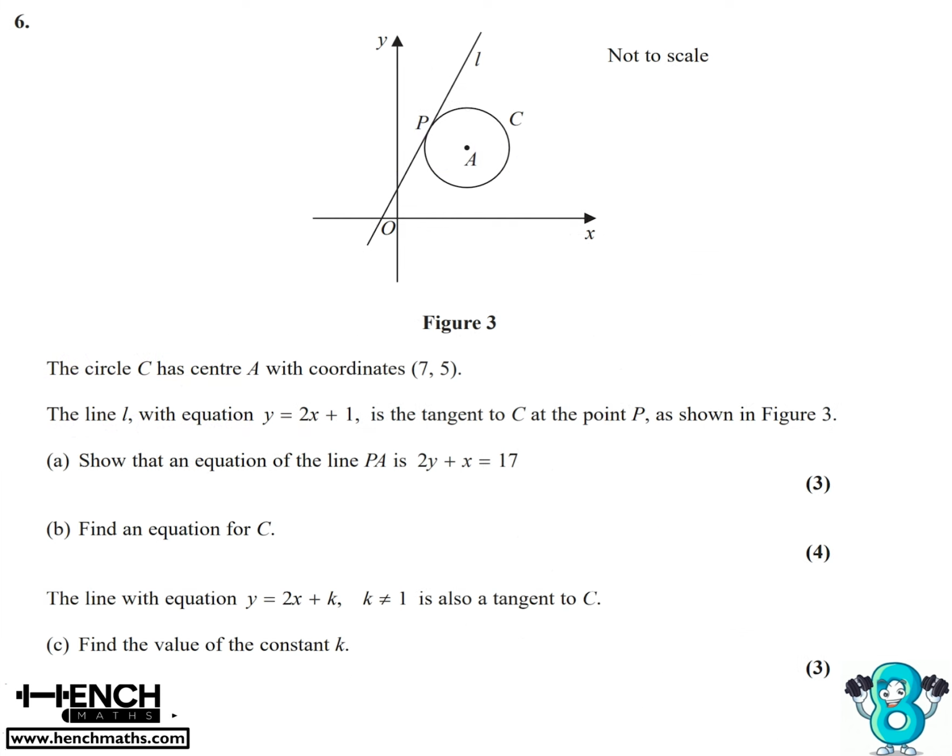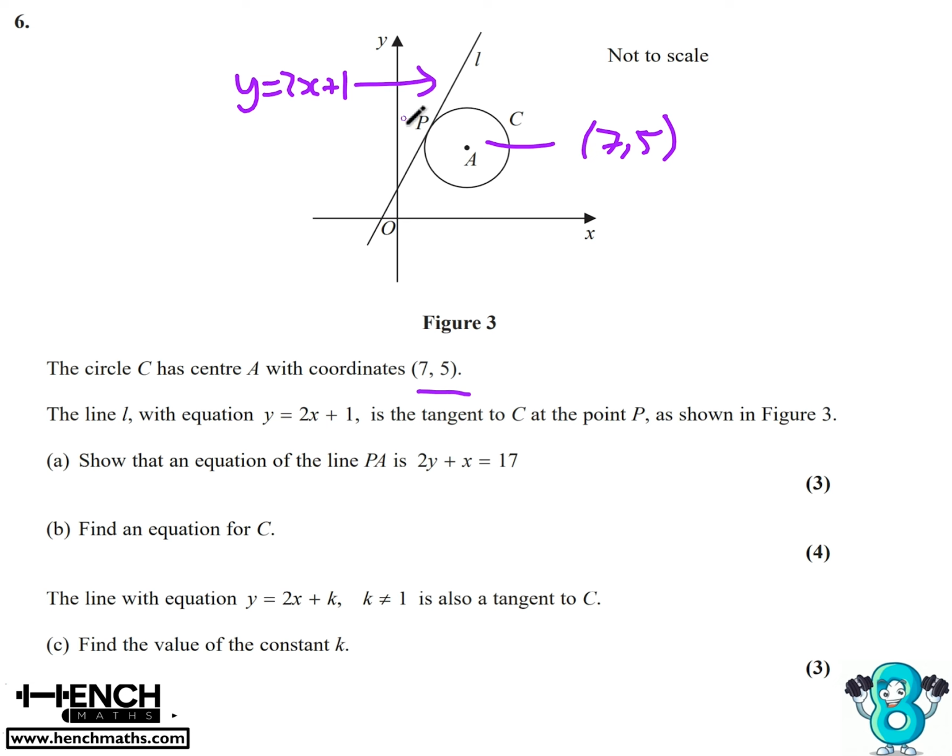Question 6. The circle C has centre A with coordinates 7, 5. So here, A is 7, 5. The line L with equation y equals 2x plus 1, so that line there is y equals 2x plus 1, is the tangent to C at P. Okay, so that makes sense. That's the tangent. So part A, show that the equation of the line PA is 2y plus x equals 17.